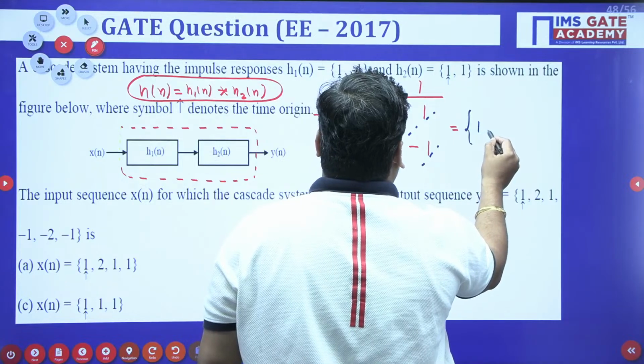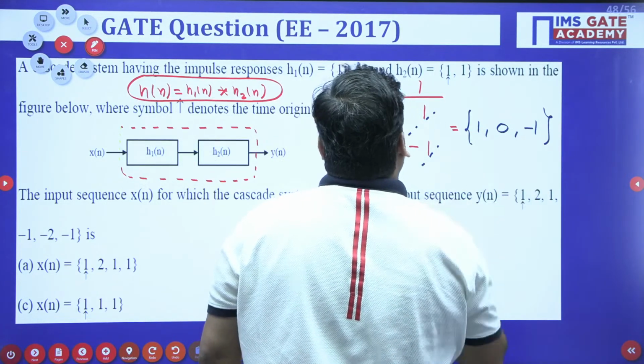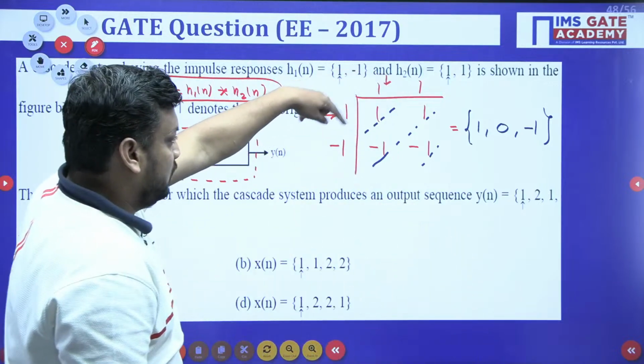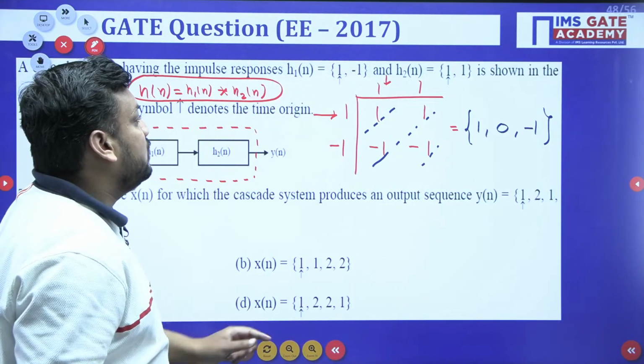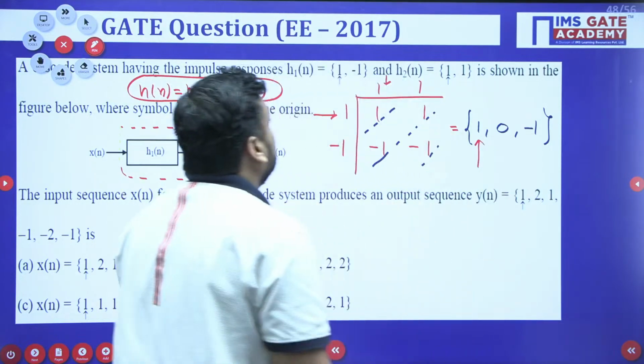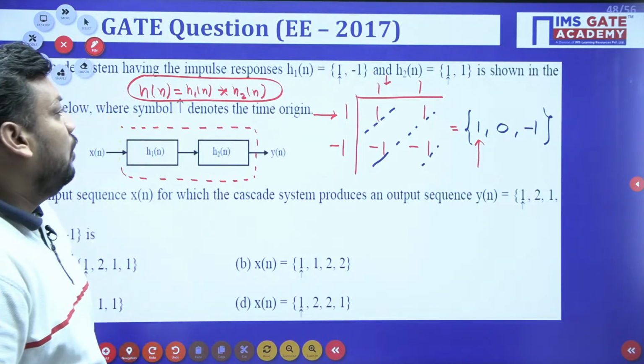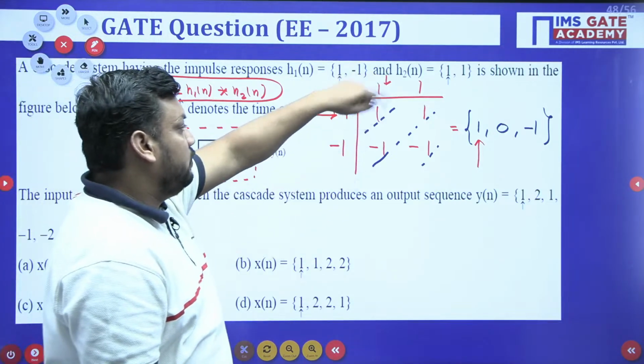You will get 1, 1 or minus 1 gives 0, and minus 1. Now where is the arrow? Here is the arrow, so the arrow is here only. Everyone, reply fast: 1, 1 minus 1, 0, and minus 1.